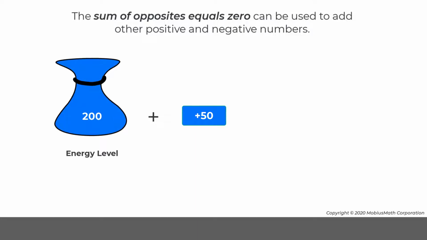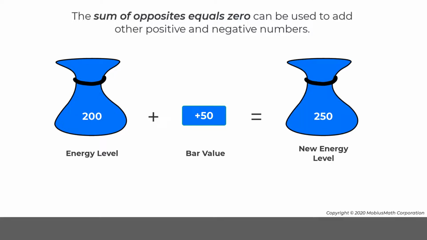If the player finds a positive 50 bar and adds this bar to the bag, the player's energy level increases to 250. This situation can be represented by the equation 200 plus 50 equals 250. Note, when a positive energy bar is added to the bag, the energy level becomes greater.